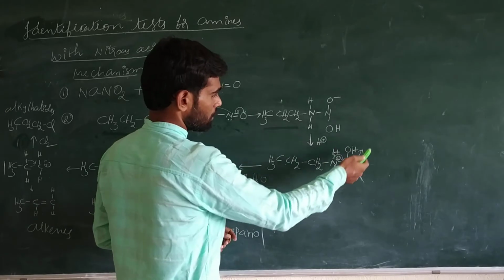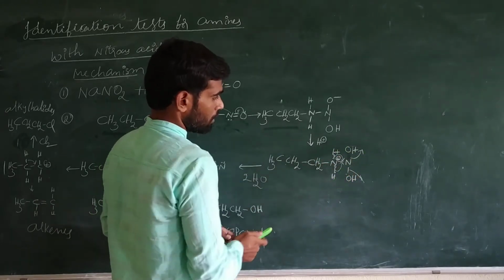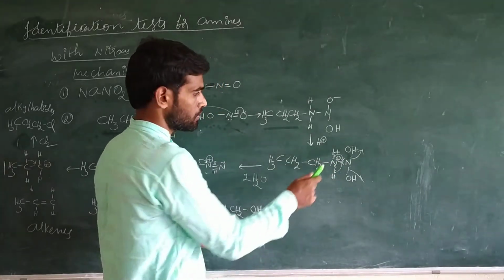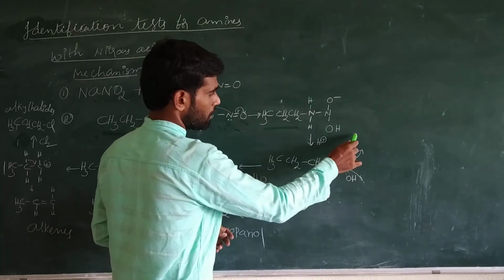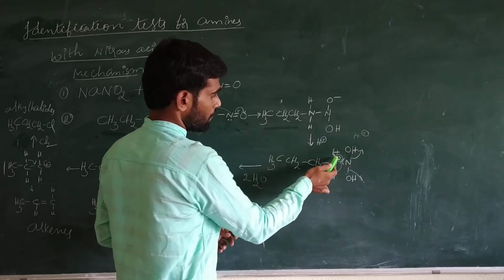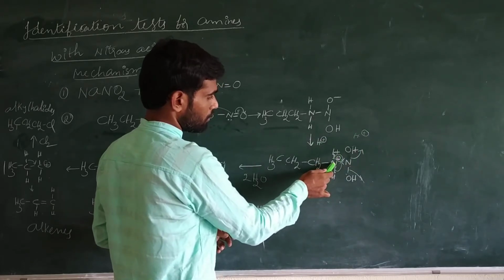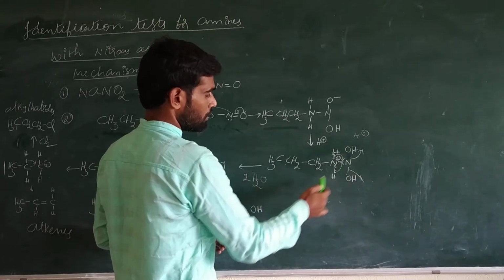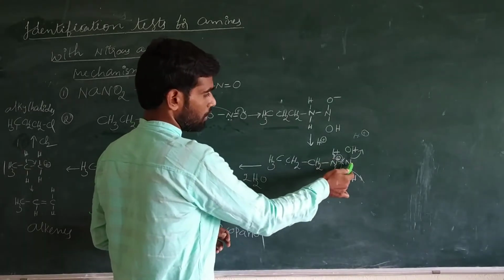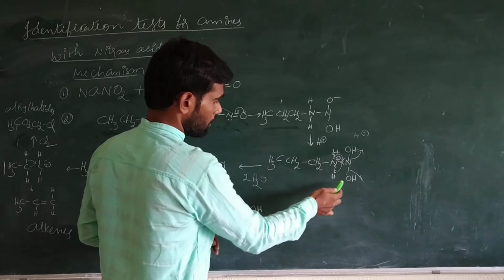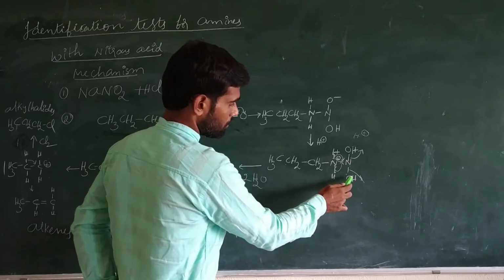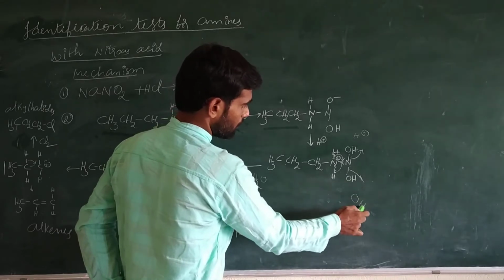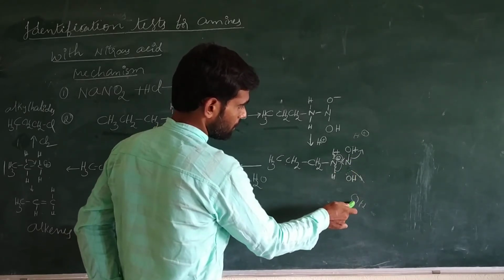OH is taking the electrons, and this hydrogen is eliminated as H plus ion, and those electrons are taken by the nitrogen and shared between the nitrogen and nitrogen. Like that, here also the bond between the nitrogen and oxygen is broken, and this OH is eliminated as OH minus because the two electrons are taken by the oxygen.